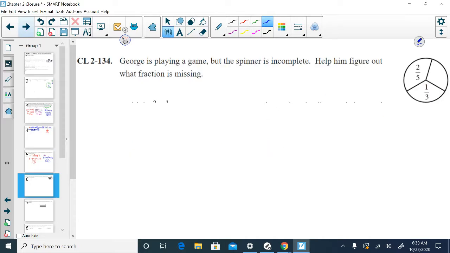All right, now we're looking at 134. George is playing a game, but the spinner is incomplete. Oh no! Help him figure out what the fraction is that he's missing. So here we have 2 fractions given to us, 2/5 and 1/3. And so think about what we would have to do with these 2 fractions first before we can figure out that missing piece.